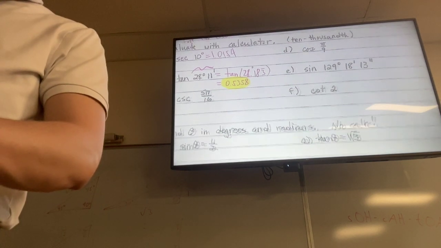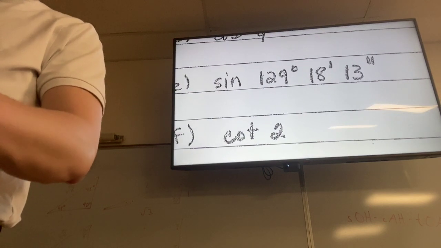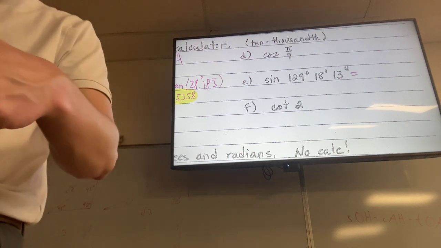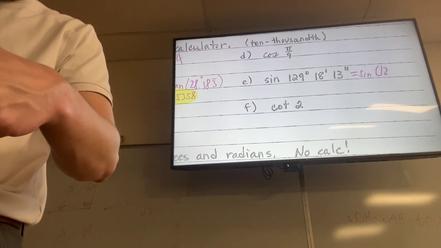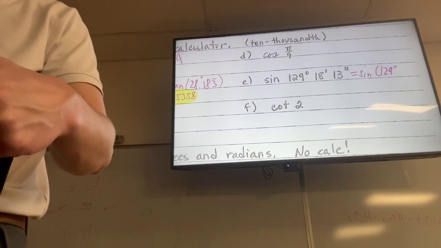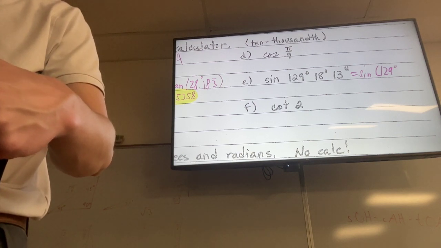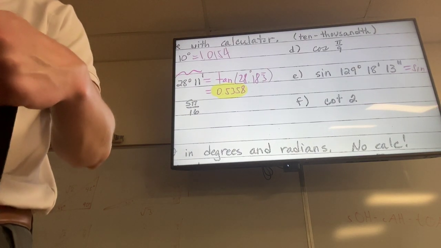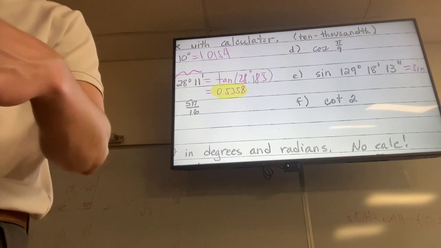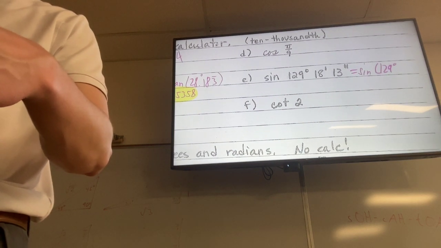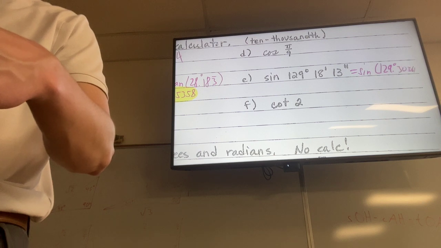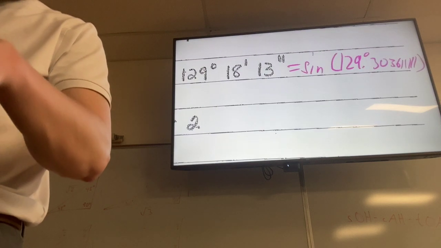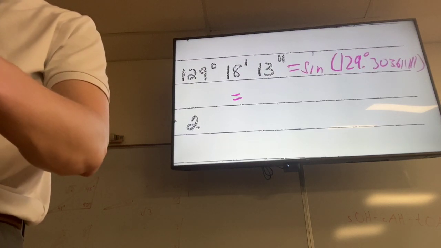All right, and then for E, I need to change that, right? I don't have minutes or degrees in my calculator, so I need to change it to decimal degrees. So it's going to be the sine of 129 points, and then I'll do 18 over 60 plus 13 over 3600. So 129.3036111111, just a bunch of ones. So that's the angle whose sine I want in degrees.